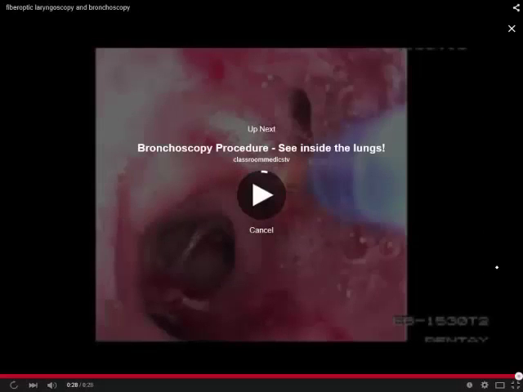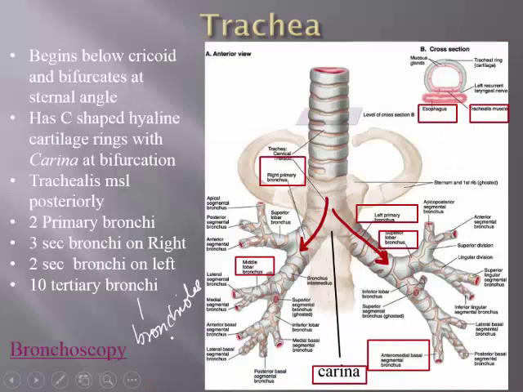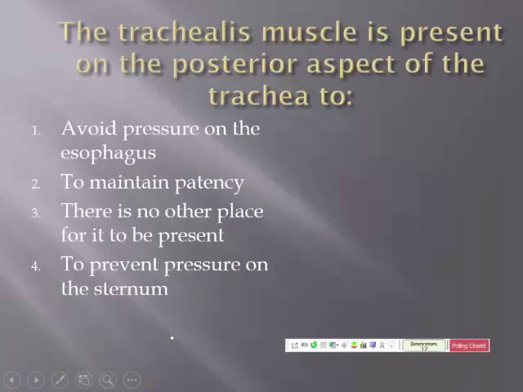Note the anterior cartilaginous tracheal rings. So you saw how the rings were, and then they would go into each of the individual bronchi. So why do you think you have trachealis muscle on the posterior aspect of the trachea?